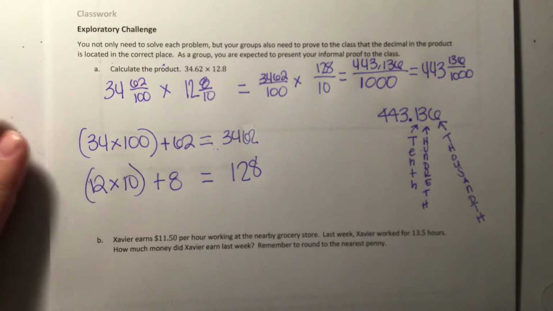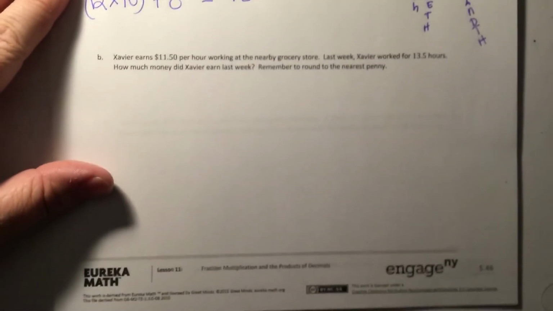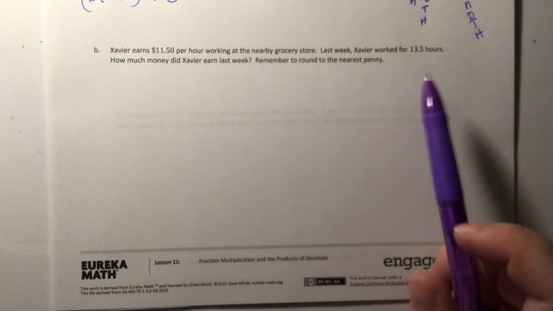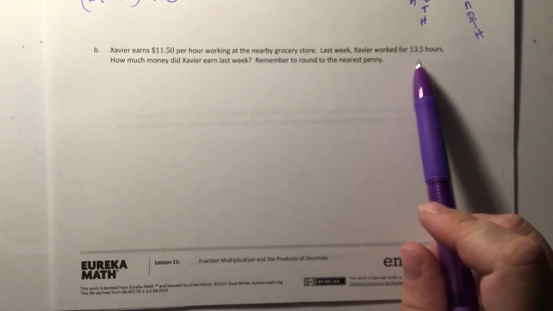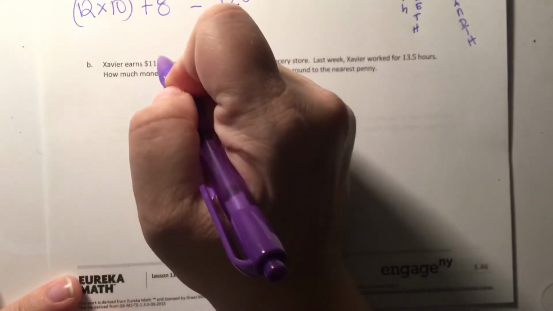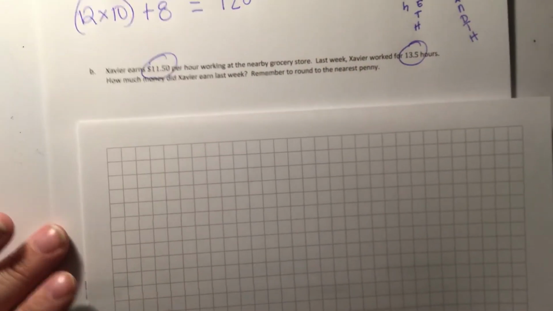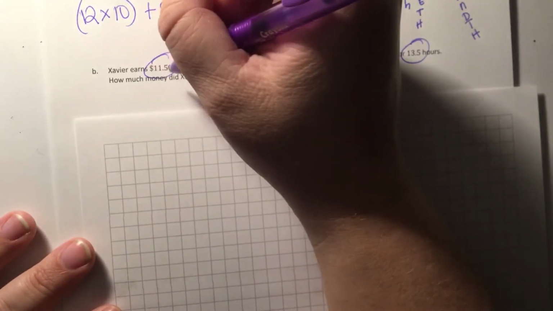Okay, so let's look at this. Xavier earns $11.50 an hour working at the nearby grocery store. Last week, he worked 13.5 hours. How much money did he earn last week? Okay, so we know he makes $11.50 an hour. Okay, we know this, right? Awesome. And we know that he worked this many hours, right? So we have $11.50 and we have 13.5 hours. Okay, guys, can we drop the 0 here?